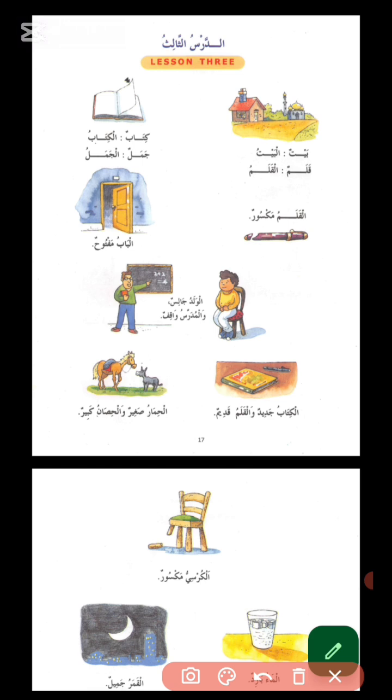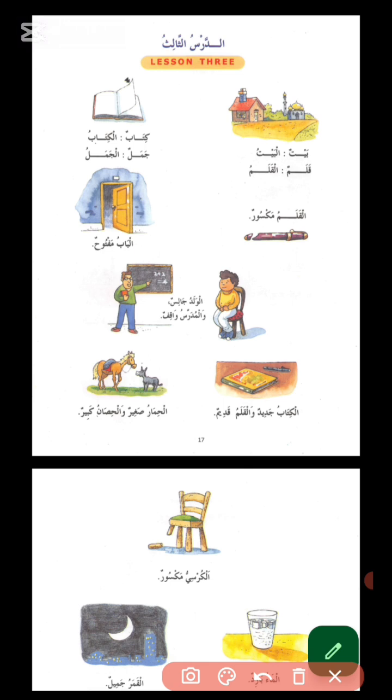Today we will start our third lesson of the Madina Arabic Book 1. This lesson is about the indefinite and definite article. We will come to know the difference between the indefinite article and the definite article.